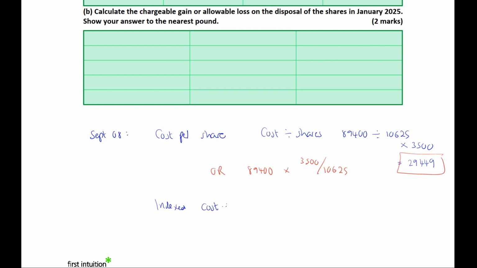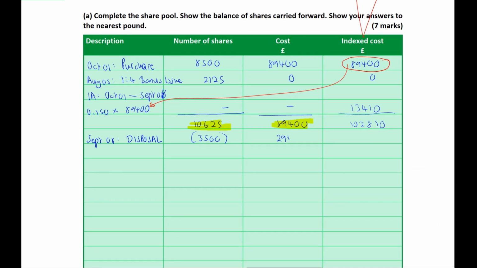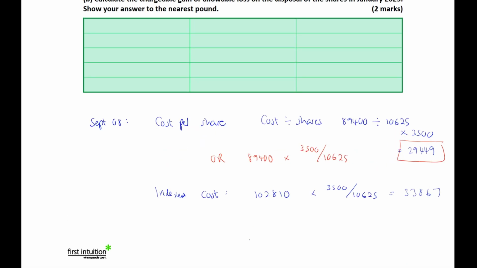I then repeat that exact method, but for the indexed cost. So I've got 29449 in there. And the index cost is 102,810. So 3,500 out of 10,625. £33,867 index cost.